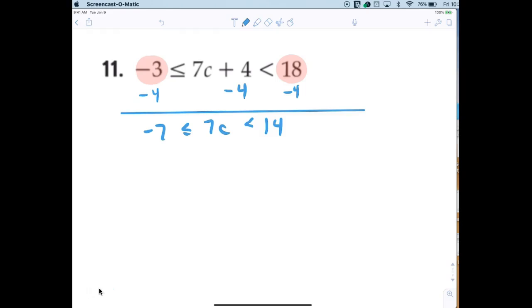Feels good, doesn't it? Divide by 7. Come on, that's a good job. Divide by 7, because remember, we're still trying to isolate the variable. Carter, does that make sense? So now, -7 divided by 7 is -1, less than or equal to C, less than 2. So that literally means C is between what two numbers? Just means C is between -1 and 2.